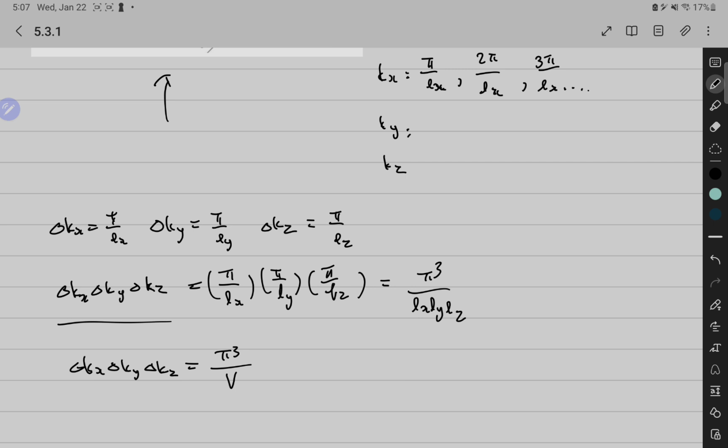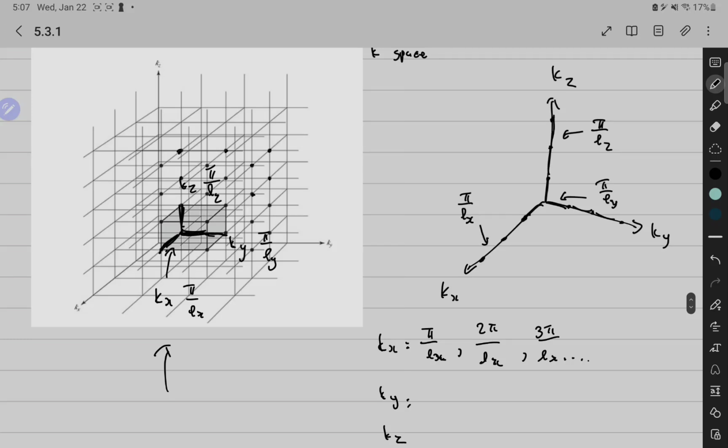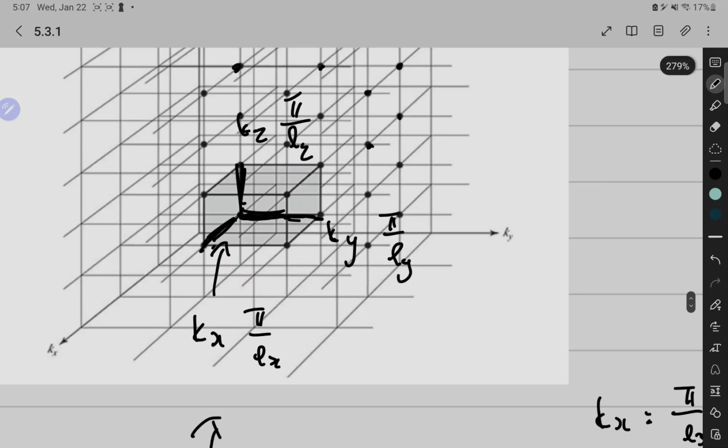So the interpretation is that each block in this k space corresponds to a single stationary state of a particle. Each of these volumes formed by different grids represents a distinct quantum state. That's what it represents.